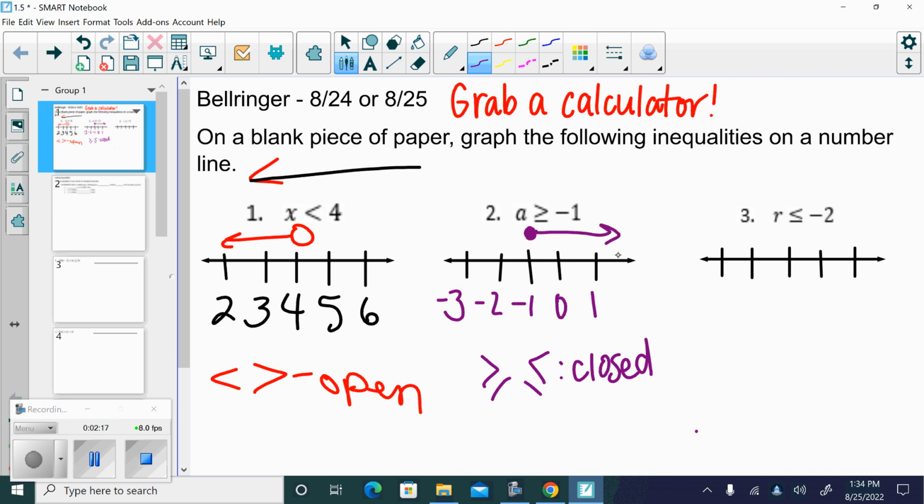Good. All right, and then lastly, R is less than or equal to -2. What's going to be to the left of -2? -3. And is my circle going to be open or closed? Closed, because it has that or equal to. And is it going to point to the left or the right? It's going to point to the left. Very good.